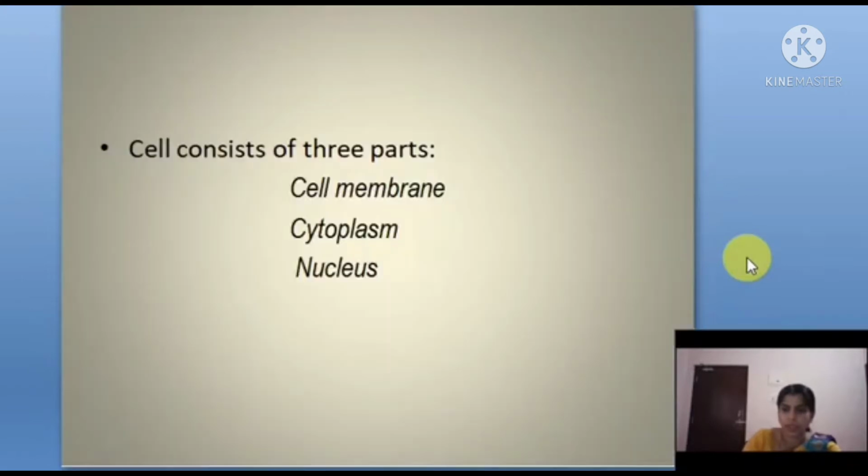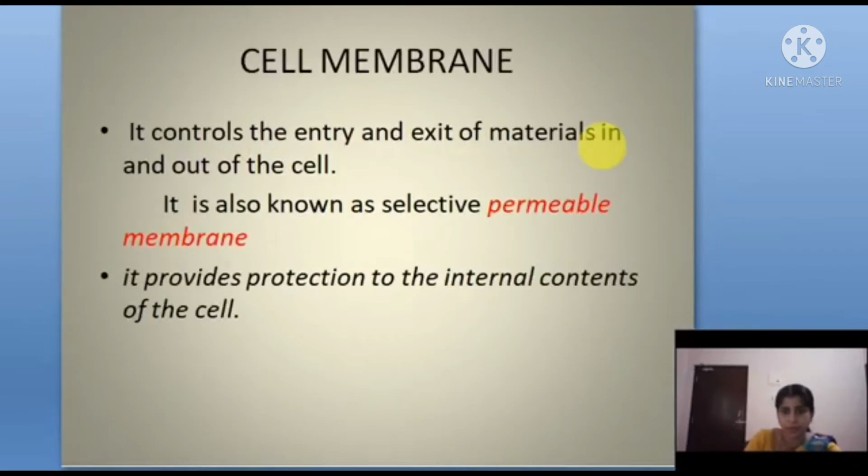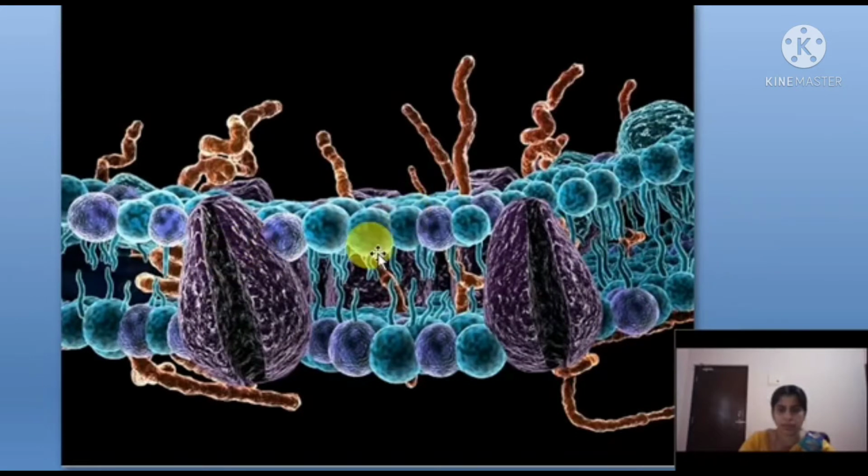The first topic is the cell membrane, or plasma membrane. The detailed structure of the cell membrane was studied only after the advent of the electron microscope in the 1950s. An improved model of the cell membrane was proposed by Singer and Nicolson in 1972. It is widely accepted as the fluid mosaic model. This is the fluid mosaic model.